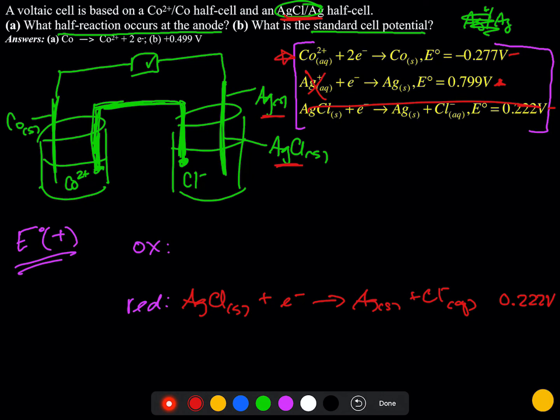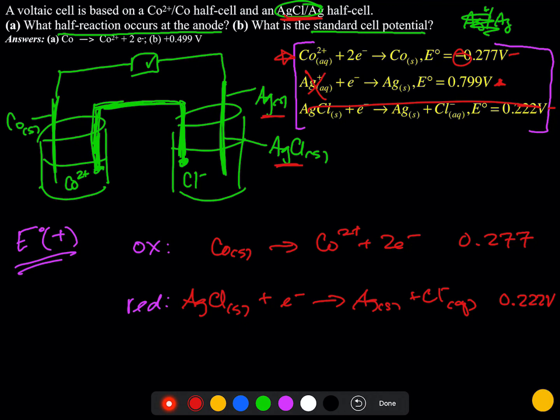Now, in order for that to be my oxidation, what am I going to have to do to it? Right, we're going to flip it the other direction. So I'm going to have cobalt solid turns into cobalt 2 plus 2 electrons with an E naught value of now 0.277, because we're going to flip the sign when we flip the equation.